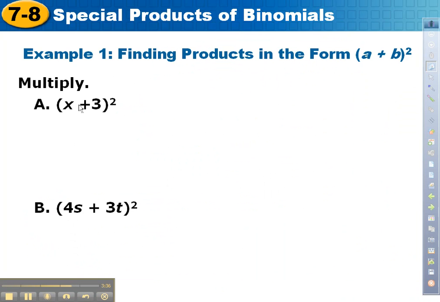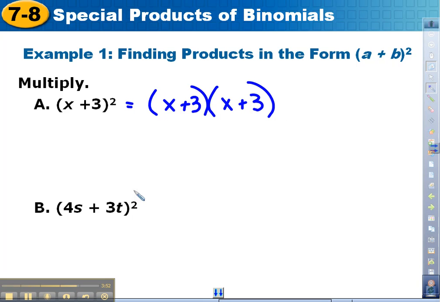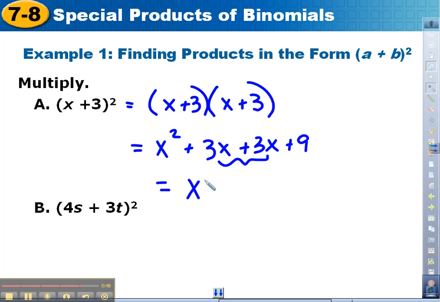I want you to multiply the quantity x plus 3 being squared. Isn't that the same as asking you to do this? Yes? Okay, now we're going to use FOIL. What happens when you multiply your front two terms? X squared. Outside two terms? 3x. Inside two terms? 3x. Your last two terms, I'm sorry. 9. Combining like terms in the center? 6x.